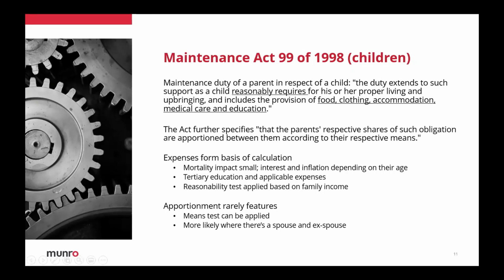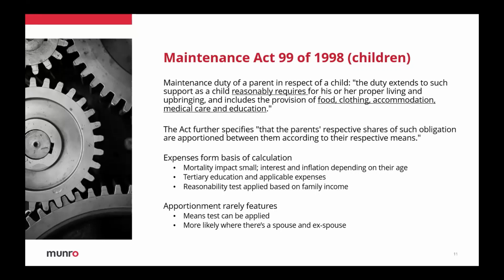For children, it's worth noting that mortality is small, and especially if a child's maintenance is only for a year or 2 or 3, your interest impact is also small, and then often a pragmatic solution is to simply add up expenses for that time period. But for younger children, actuarial calculation certainly adds value. There's also tertiary education, so sometimes maintenance is payable until age 21 or 24, and then mortality does start to play a bigger role.